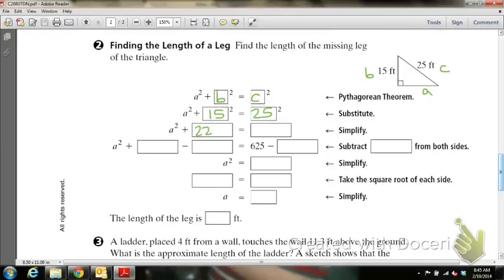15 squared is 225. 25 squared is 625. Now I want to get a squared by itself, so I have to move this 225 over to the other side by subtracting it. And that gives me 400. Now, to get rid of this little 2, I'm going to square root both sides. The square root of 400 is 20, so the length of the leg is 20 feet. Pause the video and fill that in before moving on to the last example.